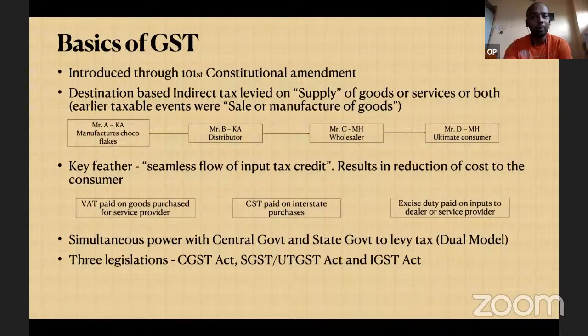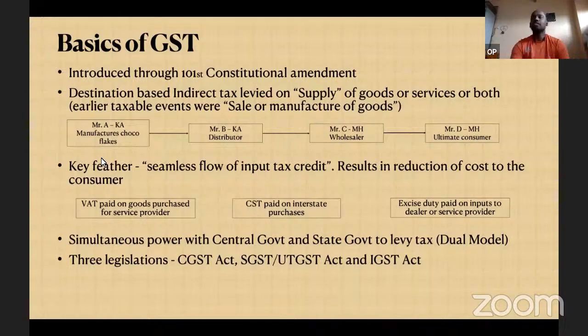payment to the government. Now, GST is a destination-based indirect tax. So let us understand what this destination-based means. Destination-based means the state in which finally the goods or services are consumed by the ultimate customer. That is nothing but called a destination.